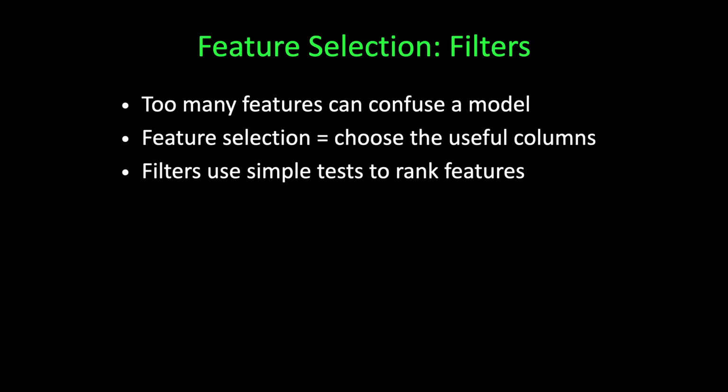Filters are one family of methods for feature selection. They don't look at the model itself. Instead, they use simple math checks to score each feature. For example, they might measure how strongly a feature correlates with the label. High-scoring features are kept, low-scoring ones get dropped. Think of the filters like a quick screening test. Before you train a model, you can filter out the features that obviously aren't worthwhile to keep within that model.